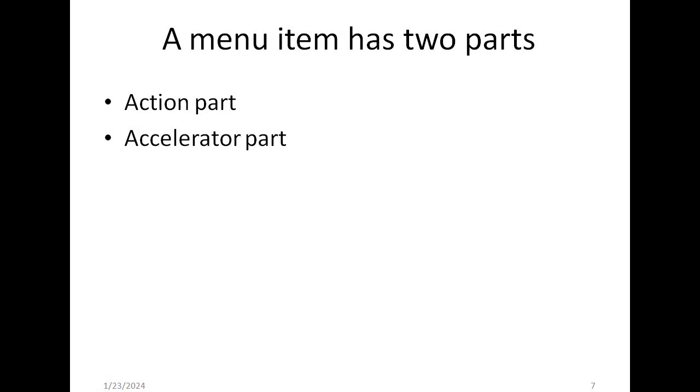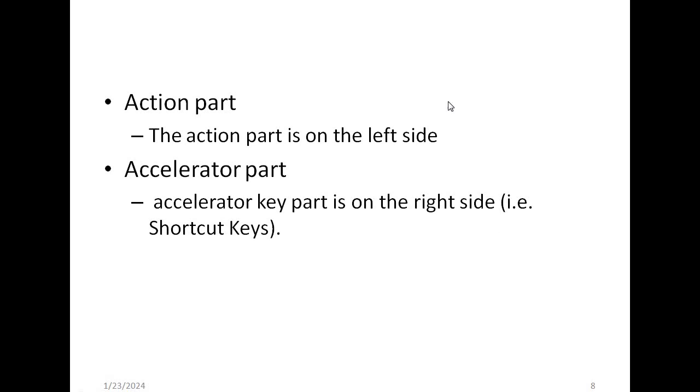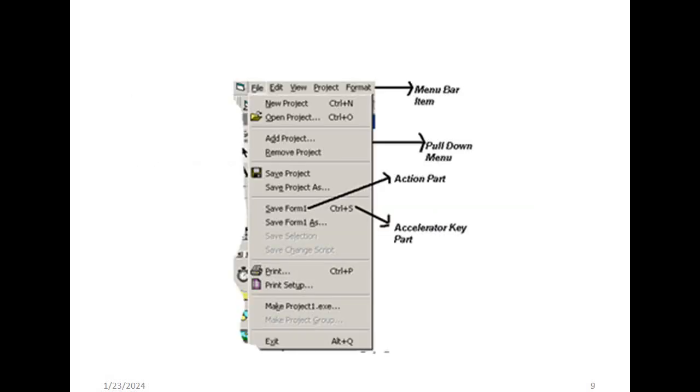Menu items have two parts: the action part and the accelerator part. When the user goes to the menu and uses the controls as such, that is the action part, and if the user uses the shortcut keys provided on the keyboard, that is called the accelerator part. The action part is on the left side, and the accelerator part, that is the shortcut keys, is mentioned on the right. It can be seen in this picture.